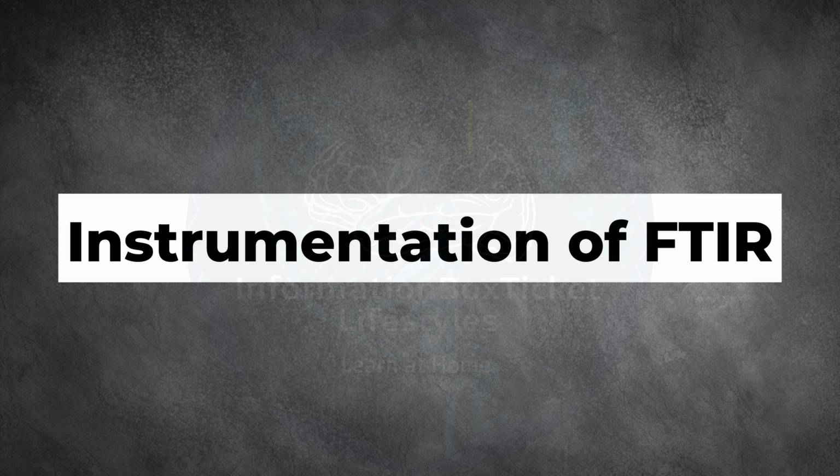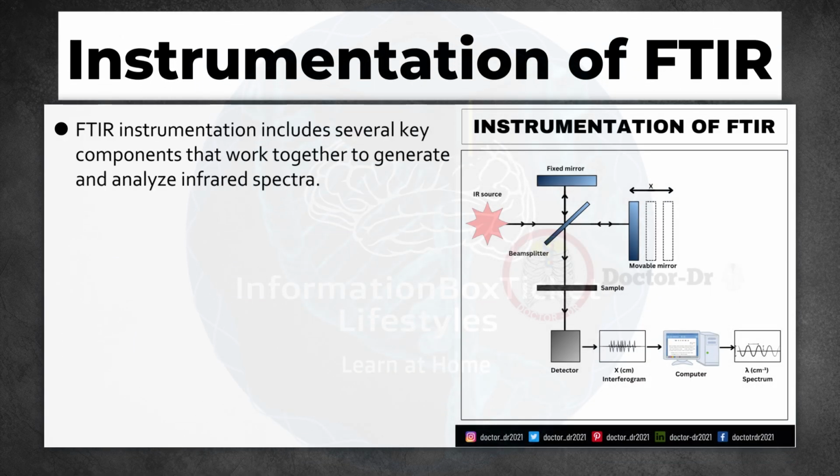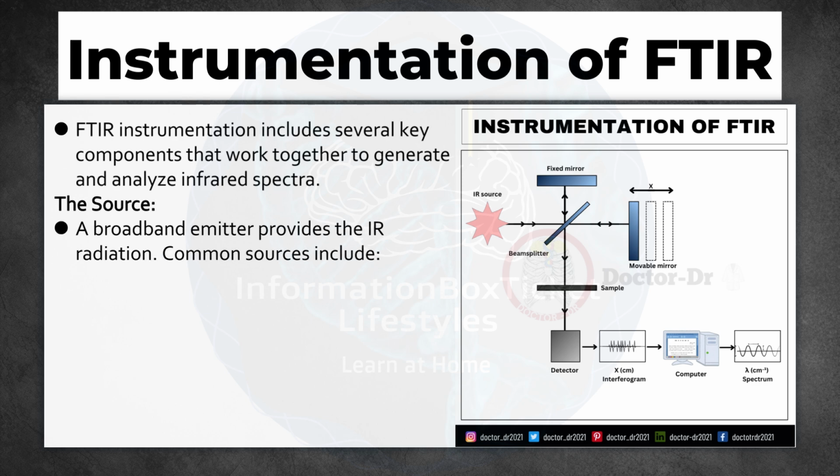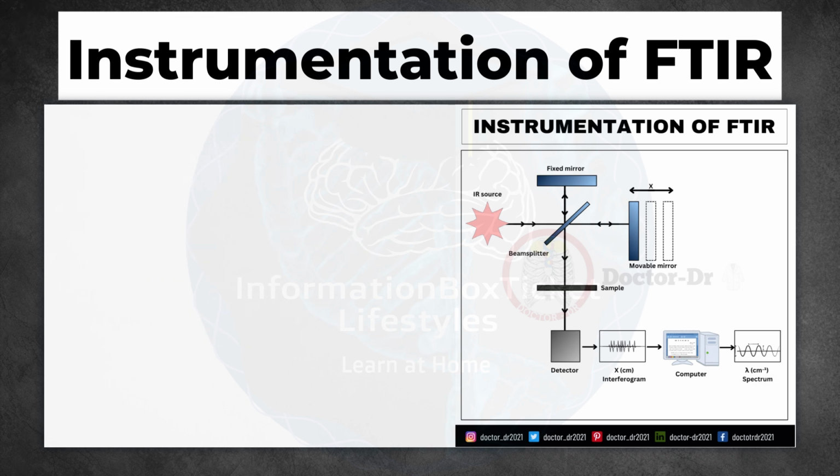Instrumentation of FTIR. FTIR instrumentation includes several key components that work together to generate and analyze infrared spectra. The source: a broadband emitter provides the IR radiation. Common sources include mid-infrared ceramic sources, far-infrared mercury lamps, and near-infrared halogen lamps.